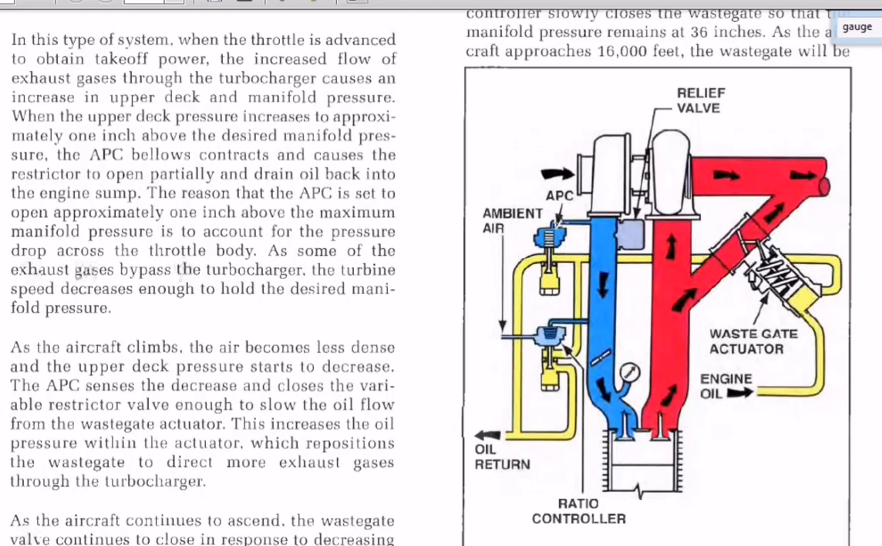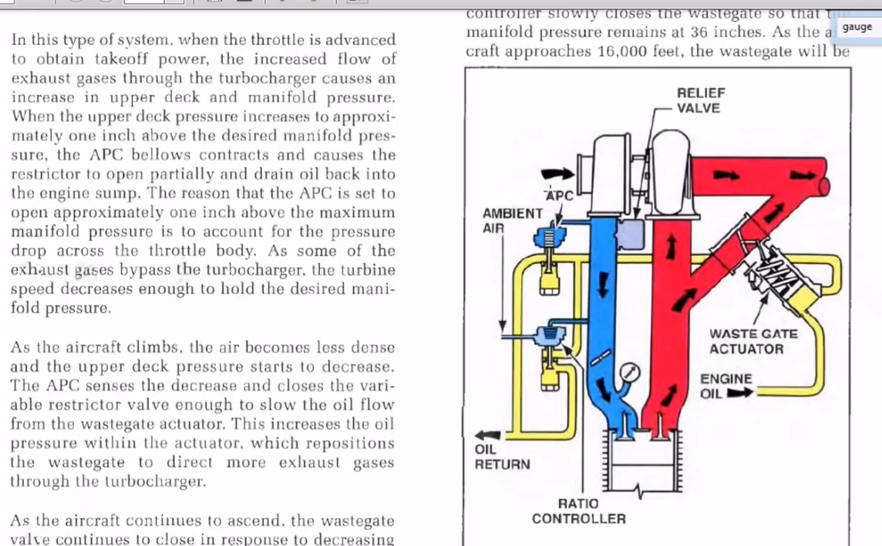But if the upper deck pressure is low, this bellow is going up, and so is the needle valve. So it will close. Why? Because the bottom is big, so it will close the hole and oil cannot flow anymore. So whether oil is flowing or not will determine what is going on in the wastegate actuator. If there is no oil flow, pressure builds up. When oil builds up pressure here, it will push the piston up and close the wastegate. If the oil can flow again, there is no pressure build up here, the piston will go downward and the wastegate will open.